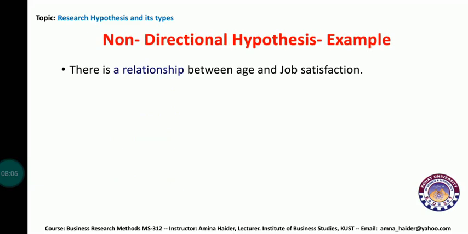A non-directional hypothesis example is: there is a relationship between age and job satisfaction. So this statement indicates a relationship, but the direction is not actually specified.